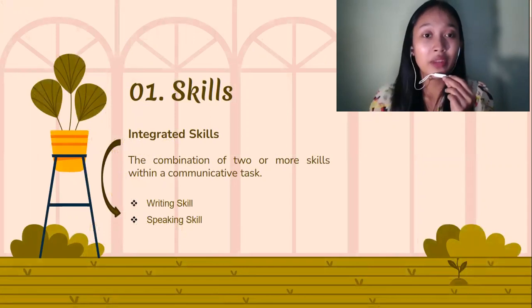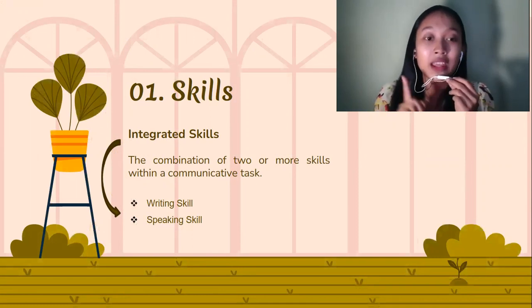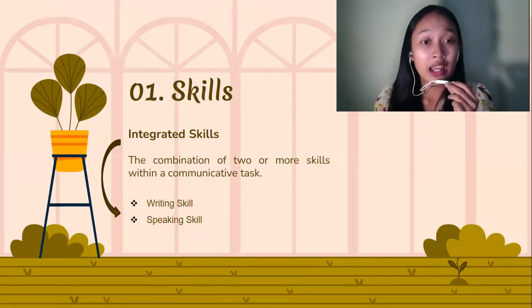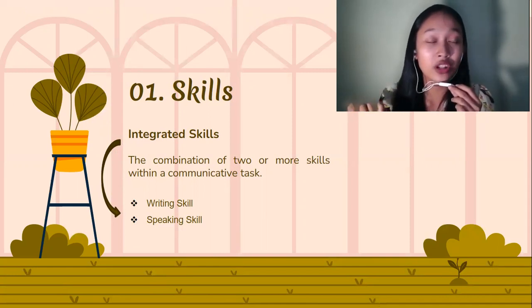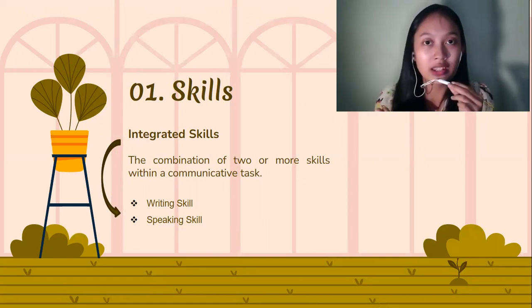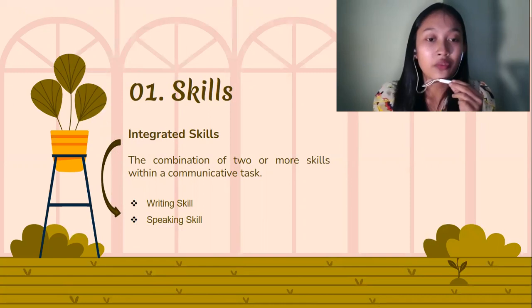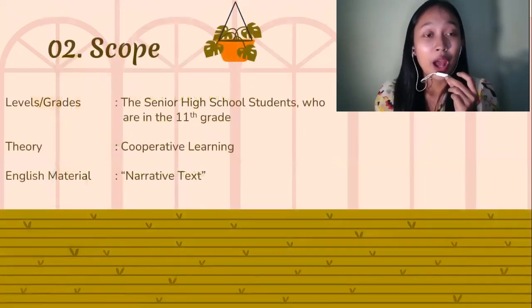So ladies and gentlemen, if you implement this kind of strategy, you may reach the integrated skills. Integrated skills here is defined as the combination of two or more skills within a communicative task. When you use or implement this narrating learning activity or strategy, you may reach two of the four language skills, that is writing skill and also the speaking skill. So now here we go.